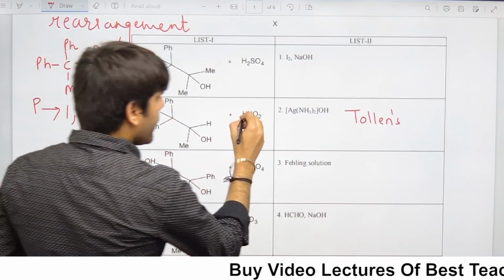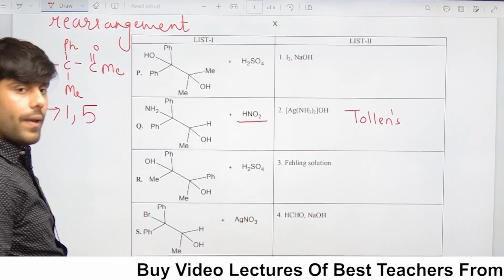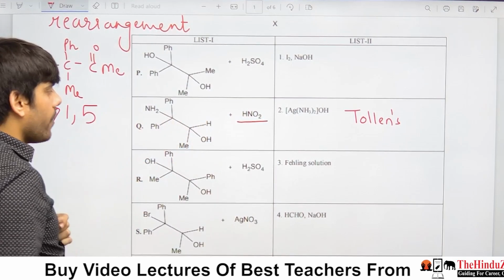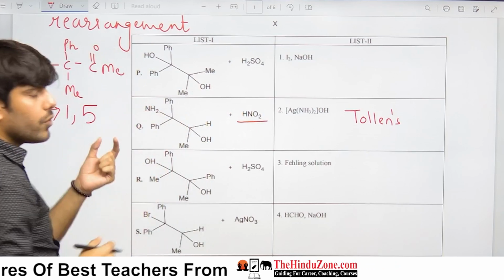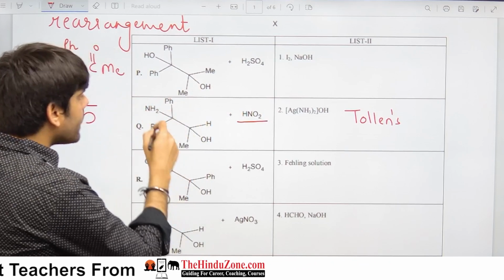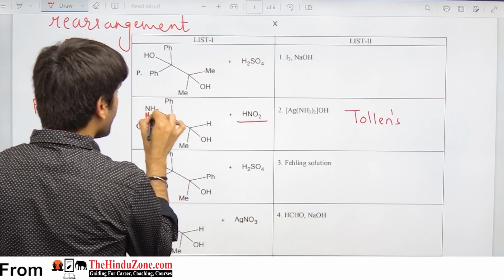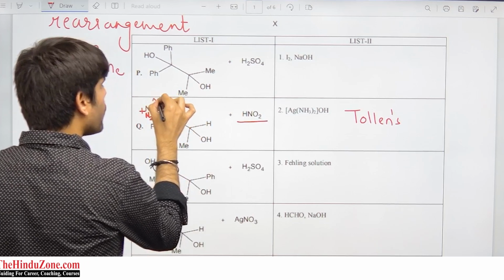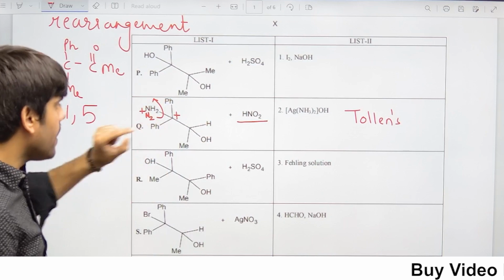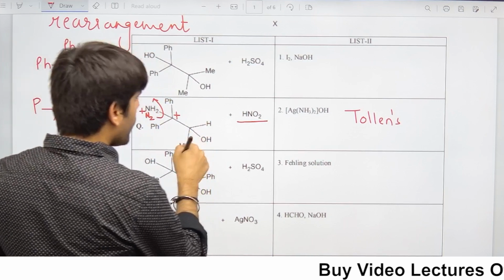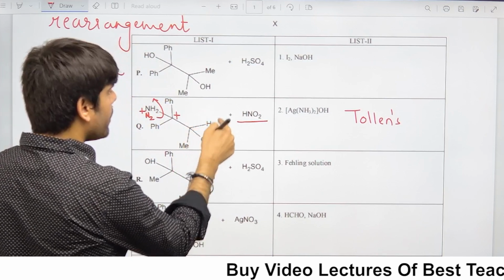Here in this question, I am given HNO2. So basically this is for the diazotization reaction. You know that NH2 reacts with HNO2 to give you N2 plus. That N2 plus formed over here will leave in the form of nitrogen, and you end up getting a positive charge on this carbon. After that, the same thing: one of the groups from the adjacent carbon will migrate.